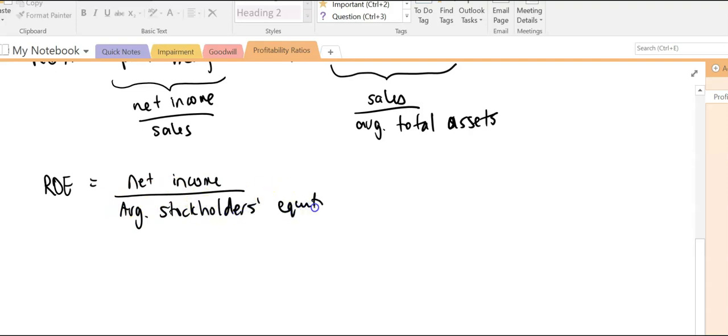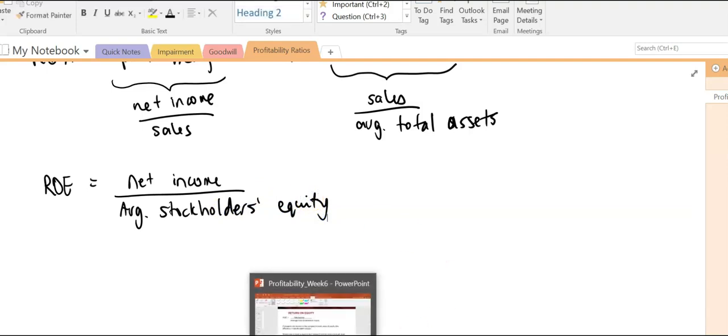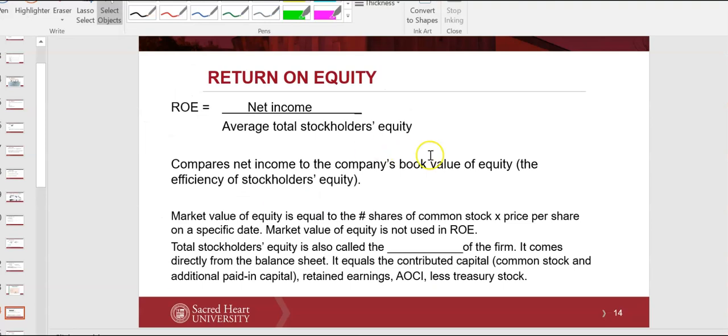We're going to spend some time breaking down ROE into various components to better understand performance of the company. ROE compares net income, as we can see, to the company's book value of equity. Book value of equity is another way of saying total stockholders' equity. You're probably familiar with the term market value of equity. Be careful not to confuse market value of equity with book value of equity.